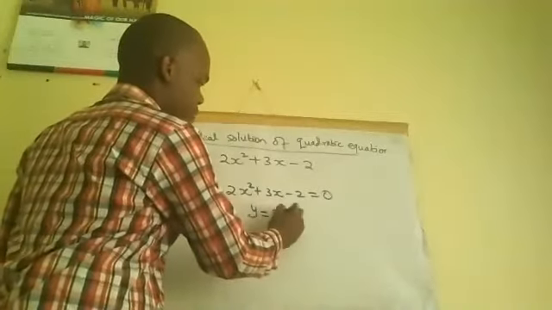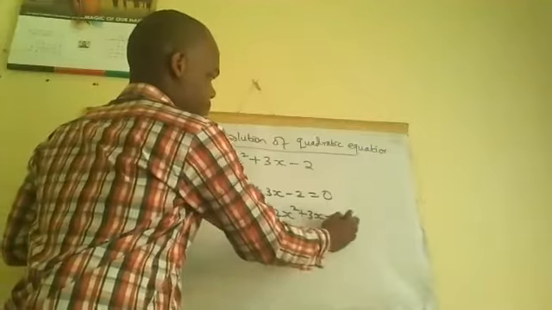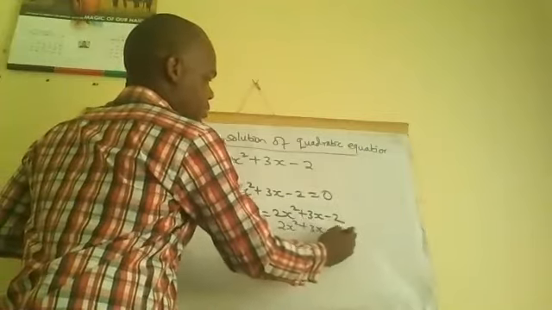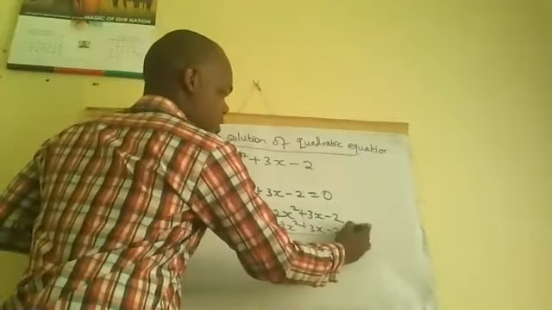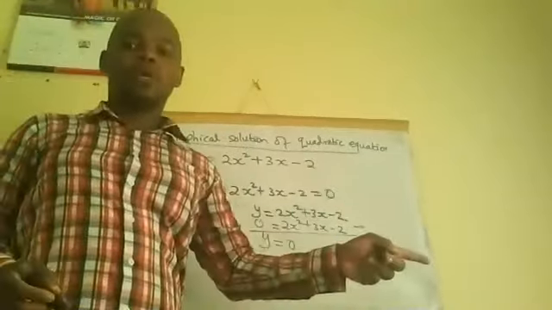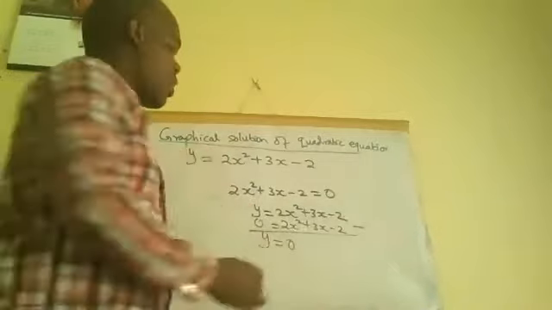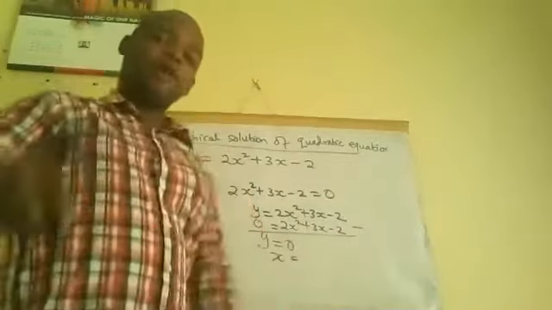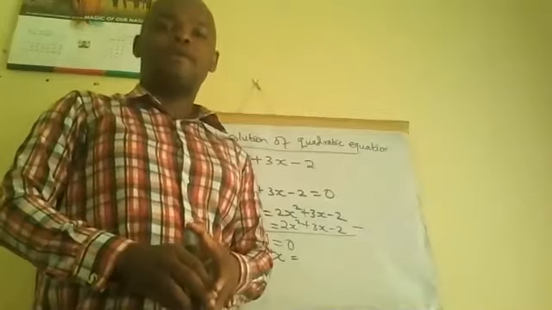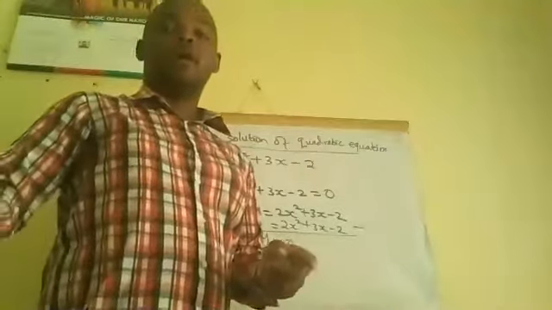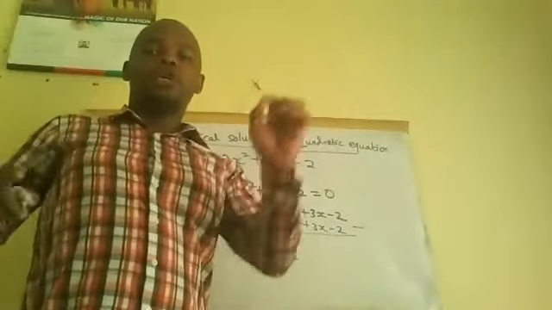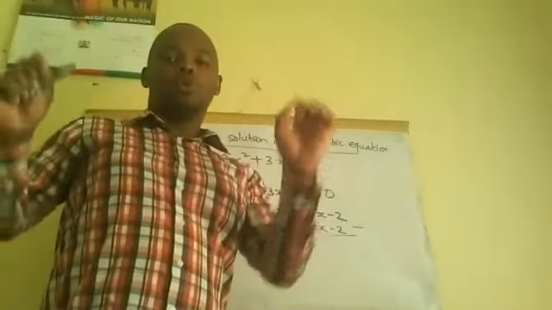We write the equation. Then we say 2x squared plus 3x minus 2. Then we equate it to 0. Then we do what? We subtract. And then we say y equals 0. Actually, y equals 0 is the x-axis. So what is the value of x? The value of x will be where the curve cuts the x-axis. So where the curve cuts the x-axis, you will read those two solutions.